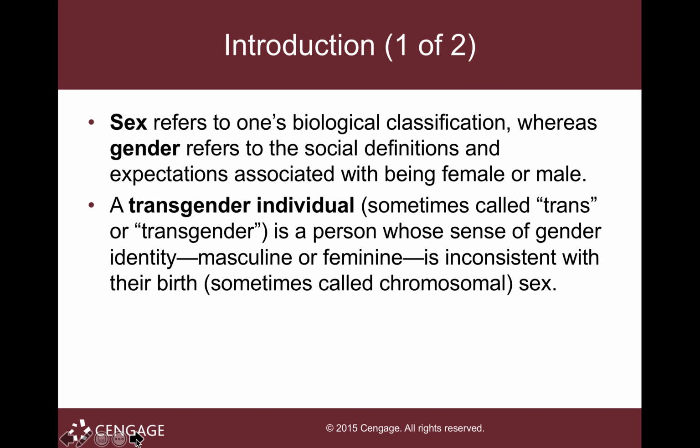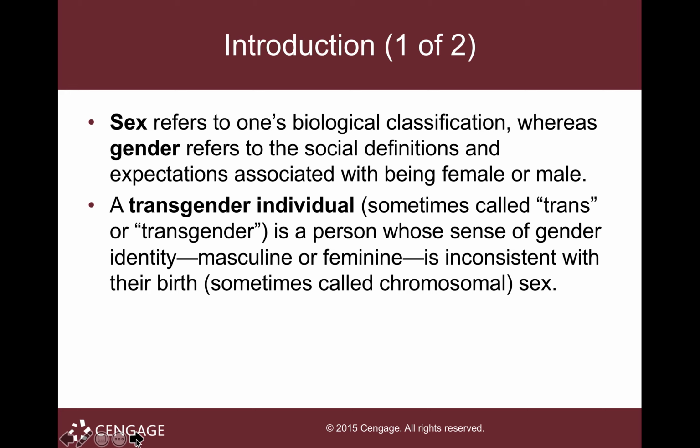So the introduction. Sex refers to one's biological classification, whereas gender refers to the social definitions and expectations associated with being male and female. So what this sentence is basically explaining is that there is a difference between sex and gender. When we talk about someone's sex, it's a biological classification. But when we speak about gender, gender is a social construct, meaning that society created this definition of what gender means, and what it means to be a male and what it means to be a female.